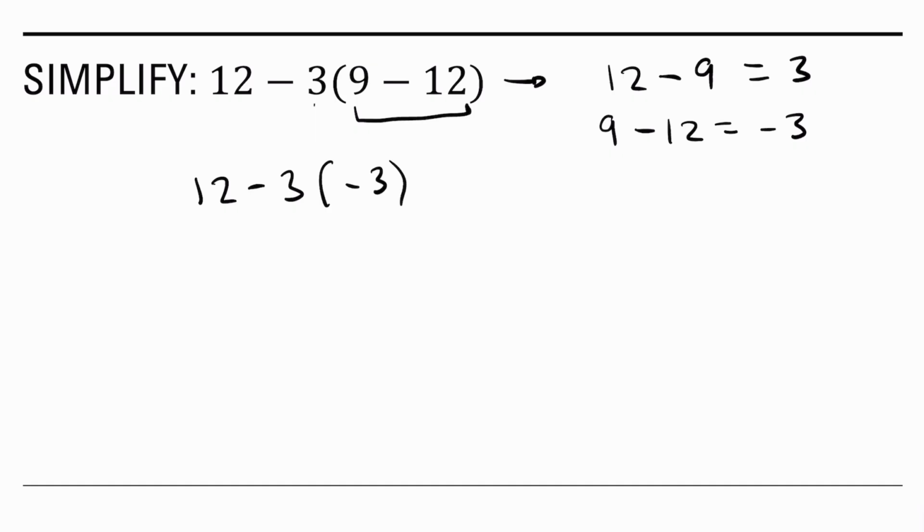Meaning that in the brackets here, after simplifying, you would get 12 minus 3 times negative 3. And so now we do 3 times negative 3. So 12 minus, and then 3 times negative 3 would be negative 9. And so now we've got 12 minus negative 9. Remember from our subtraction videos that a minus and a minus cancel. So this would be 12 plus 9, which would then equal 21.